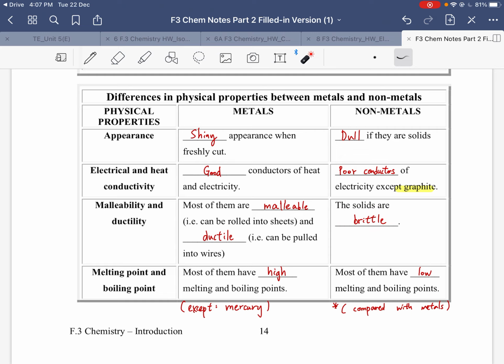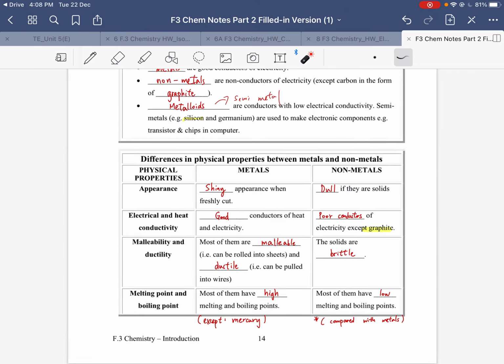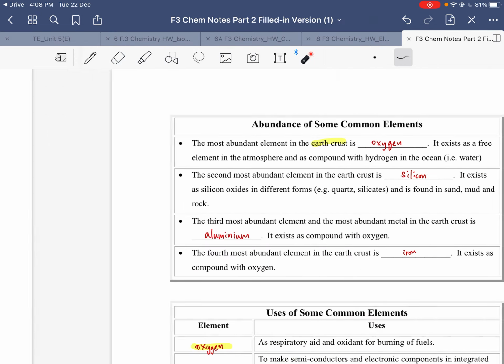Last but not least, melting point, boiling point. Most of them have very high melting point, boiling point, except for mercury. Mercury is the only metal that is in liquid state, and bromine is the only non-metal that is in liquid state. We have only 2 elements in liquid state at room temperature, 25 degrees Celsius. In comparison to the high melting point and boiling point of metals, non-metals will have a low melting and boiling point.